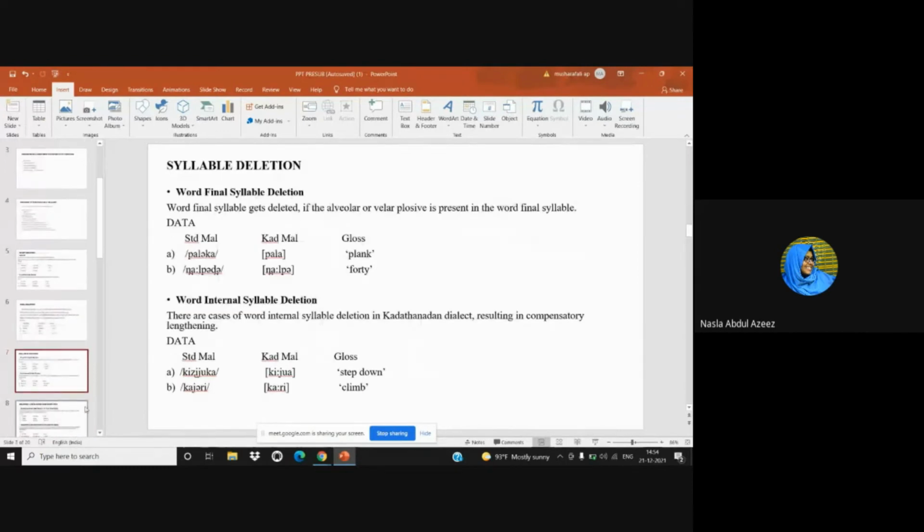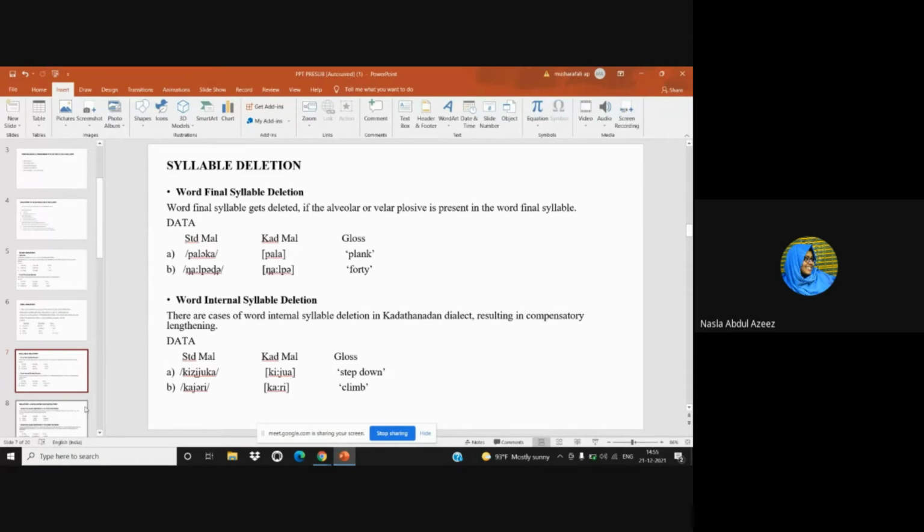Now let's move on to syllable deletion, where the whole syllable gets deleted. We have word final syllable deletions and word internal syllable deletions. First, let me explain the word final deletions in Kadathanadan dialect. The word final syllable gets deleted only if an alveolar or velar plosive is present in the word final syllable. For example, palaka in standard Malayalam becomes pala in Kadathanadan dialect. The syllable ka gets deleted. Nalpadu in standard Malayalam becomes nalpe in Kadathanadan, that is, the word final syllable du gets deleted.